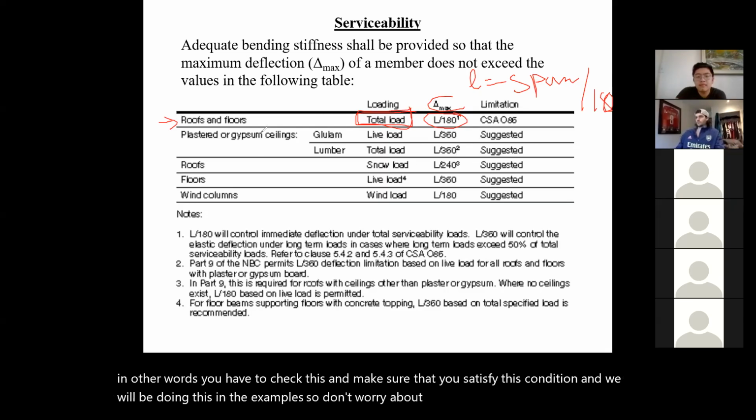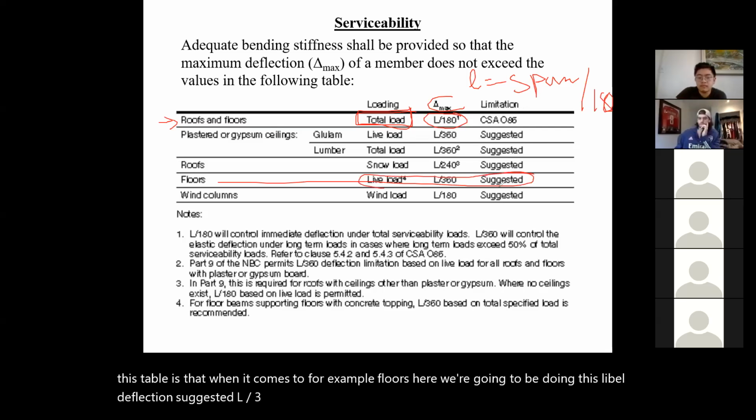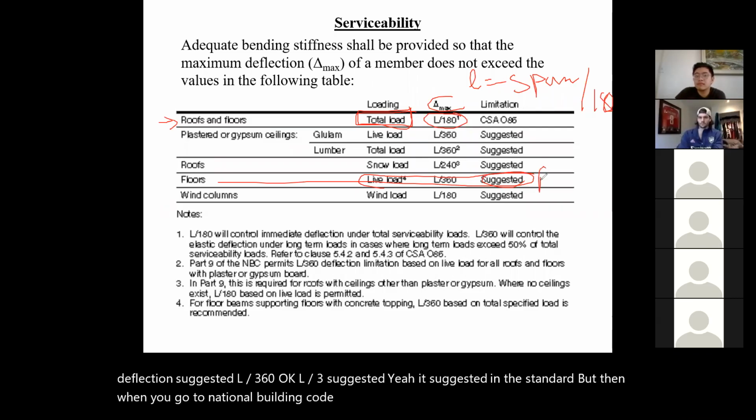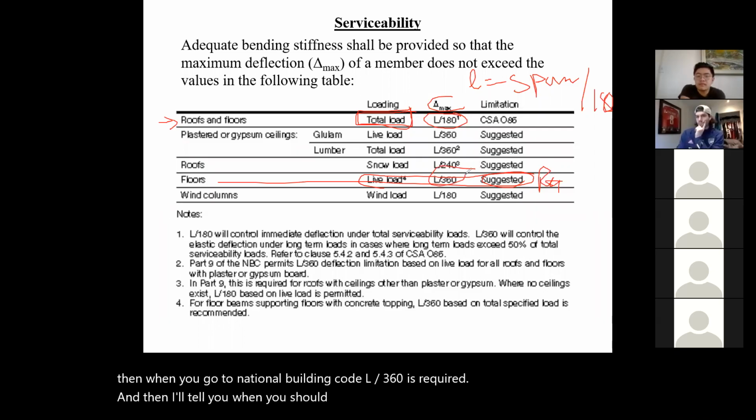Now here, what I don't like about this table is that when it comes to, for example, floors, we're going to be doing this live load deflection, suggested L over 360. It's suggested in the standard, but then when you go to the National Building Code, L over 360 is required. I'll tell you when you should be using L over 360, so we'll be doing a couple of examples, don't worry about that.